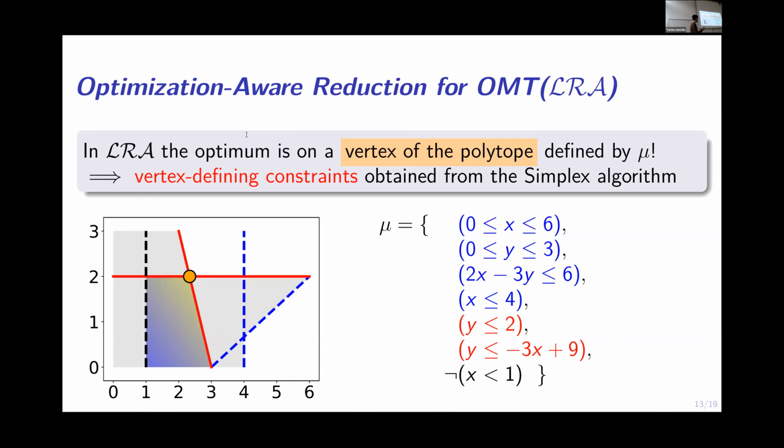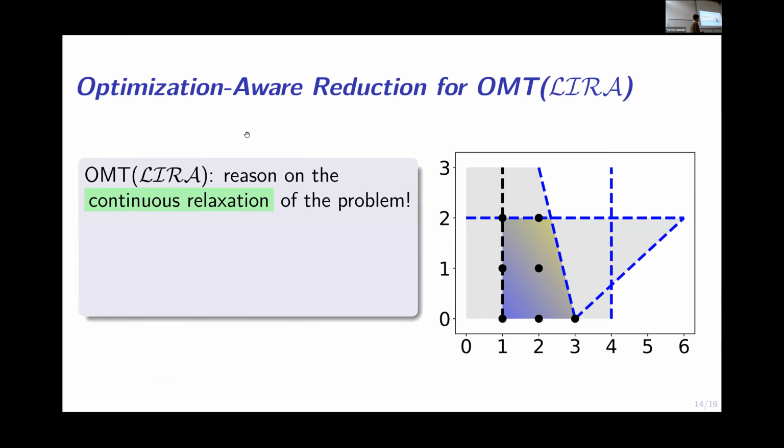if they can be safely removed. If we remove it, then we get the better optimum. And then we can check again. We can remove this constraint here and then end up with the optimum. So this is for rational arithmetic, linear rational arithmetic.